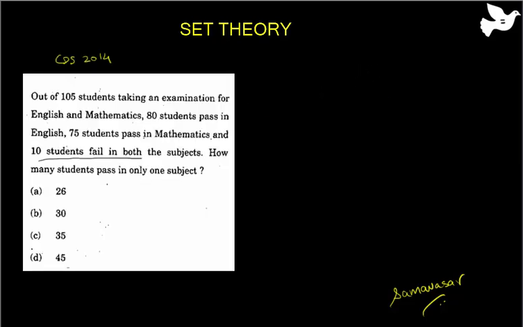This question appeared in CDS 2014. The question says, out of a total of 105 students taking an examination for English and mathematics, 80 students pass in English, 75 students pass in mathematics, and 10 students fail in both. I've underlined this so that you can make sure that you understand the statement. 10 students are failing in both the subjects. How many students pass in only one subject?